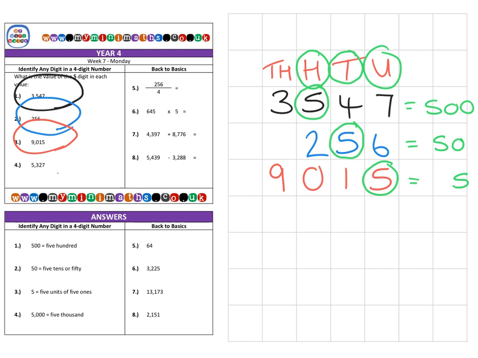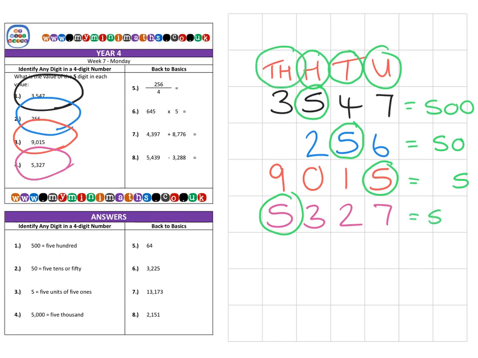And finally on to question 4, which is 5,327. So again, starting on the left hand side in the thousands column, we have our 5 for 5,000, 300 in the hundreds column, and 27 in the tens and the units. And again, we're looking for our 5-digit, which is this one here, and this time it's in the thousands, so it has a value of 5,000.